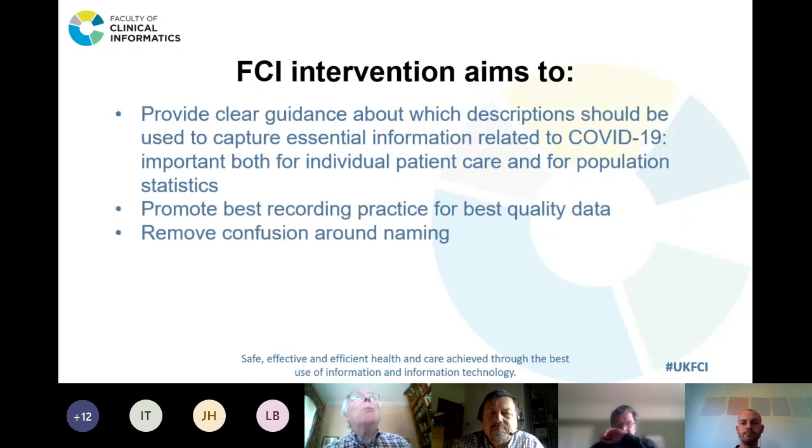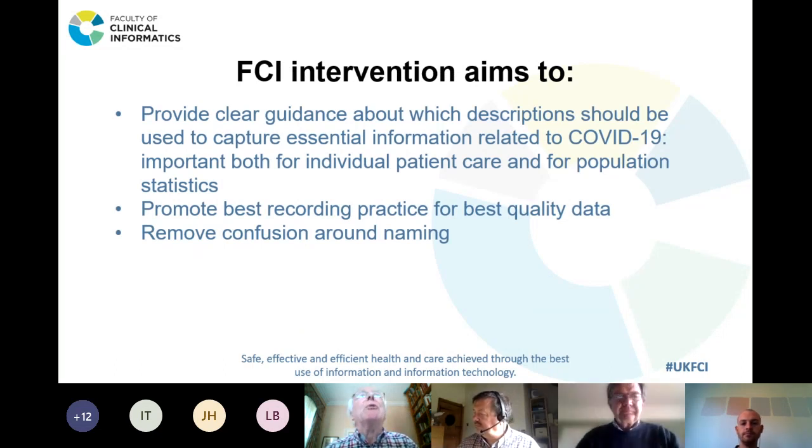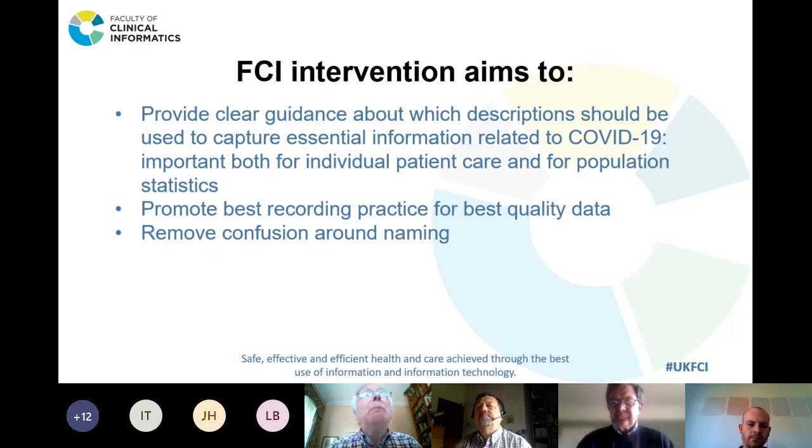So what are we trying to do? Well, what we're trying to do is first and foremost to provide clear guidance about which descriptions should be used to capture essential information related to COVID-19. That's obviously important for both individual patient care and, of course, for population statistics, because GP data looks like it's going to be a really important source of stats that will help us to sort out how best to get out of this crisis. Along the way, we also want to promote best recording practice for best data quality. And finally, I think the prime mover here, to remove the confusion that still exists around naming.